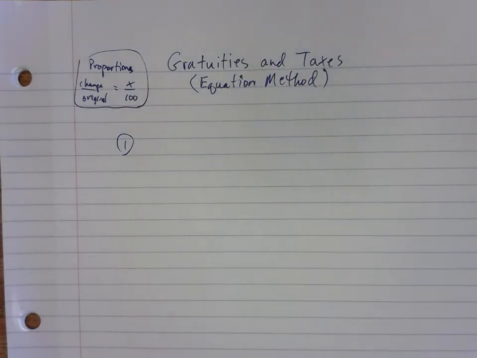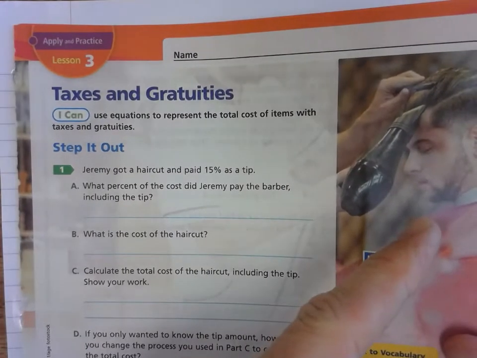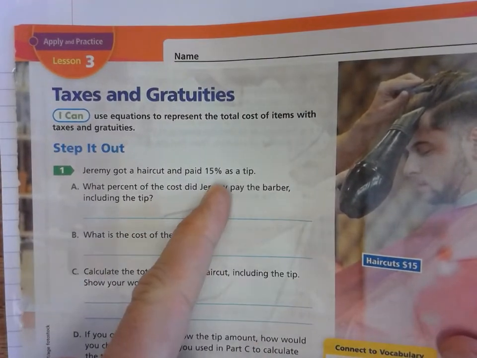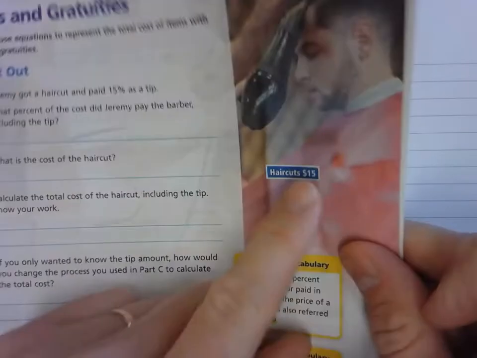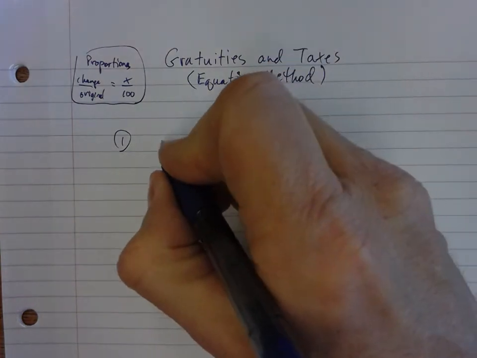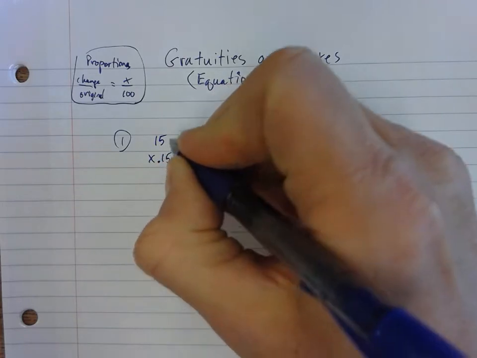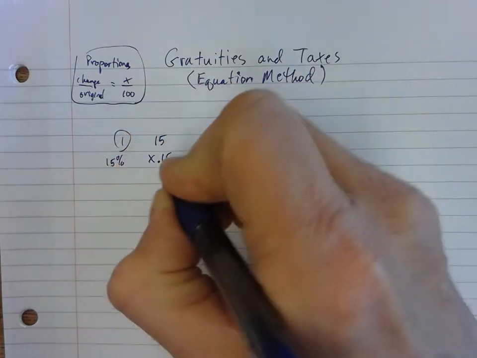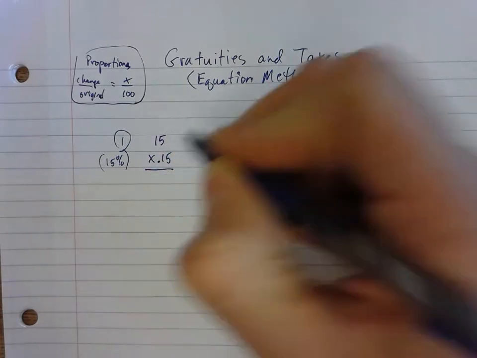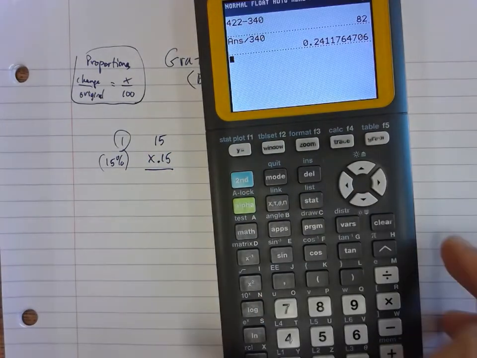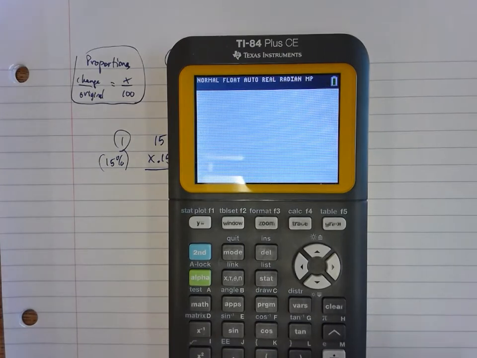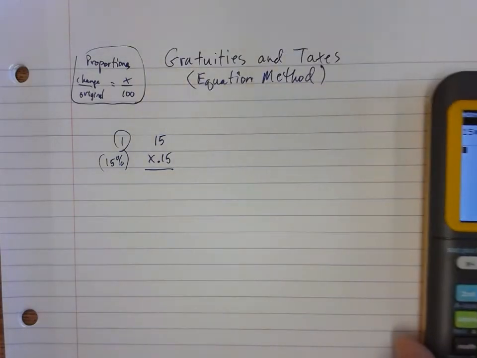If we are talking about the equation, the first question says Jeremy is getting his hair cut, and he's going to give a 15% tip. The haircut is $15, and he's giving a 15% tip. The way we've probably been doing it so far is 15 times 0.15, changing the percentage into a decimal. That's 15 times 0.15, which is 15 hundredths. That means you'd leave a tip of $2.25.